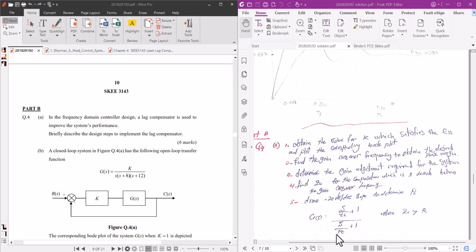Okay, question number 4. In the frequency domain controller design, a lag compensator is used to improve the system's performance. A lag compensator is basically used for steady state response improvement. Lag compensator or a PI controller. Briefly describe the design steps to implement the lag compensator.